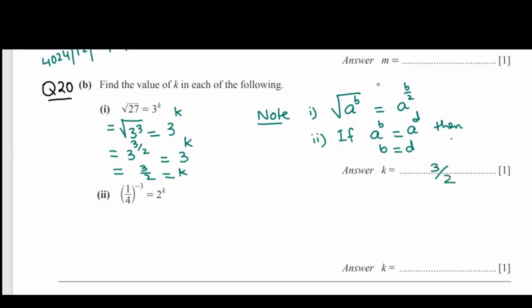Now in this second part, you have to find the value of k where 1 upon 4 raised to power minus 3 here. What will you do?